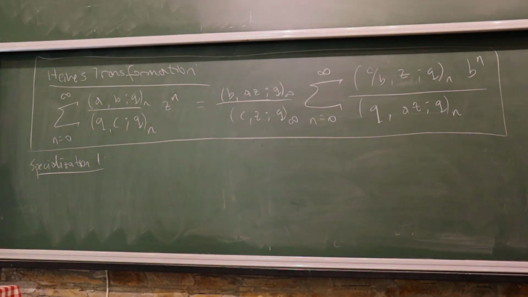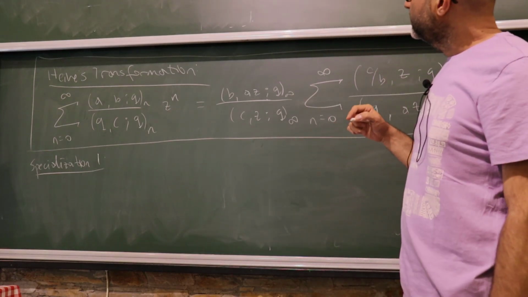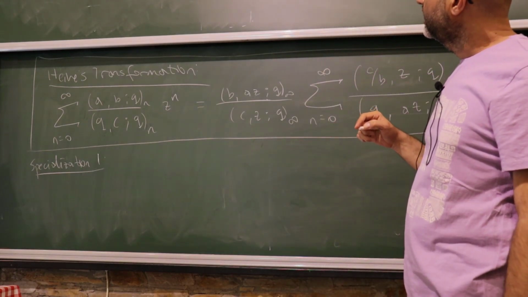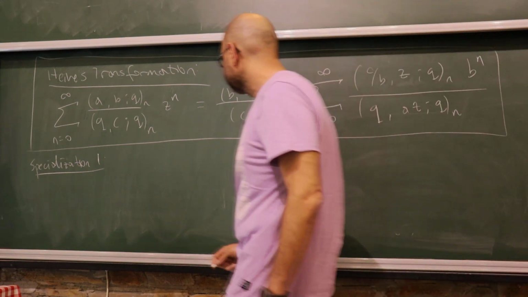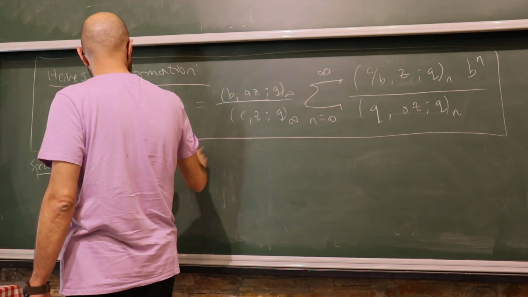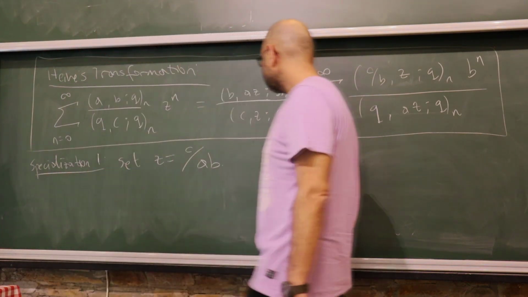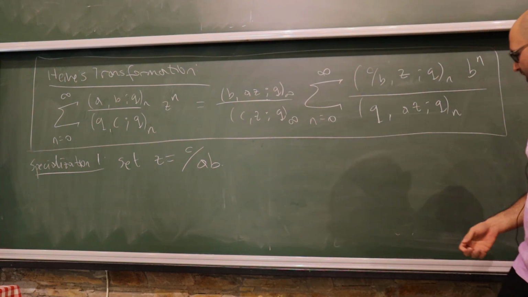Let's see if I can pull this off. So you want to replace Z by something else. In particular, we want to replace Z by C divided by A times B. Such series have a special name. I'll tell you that name in a second.